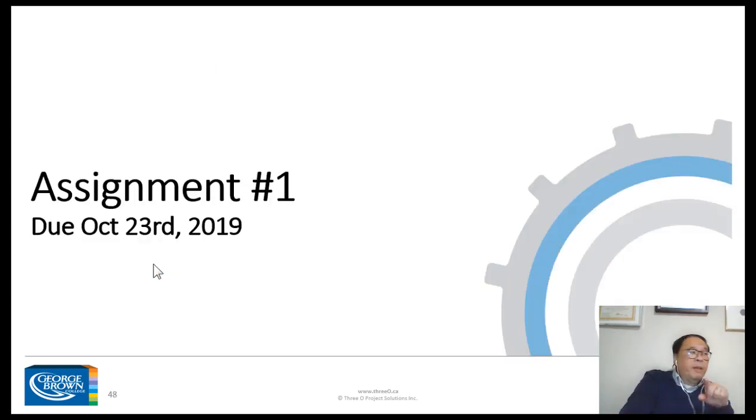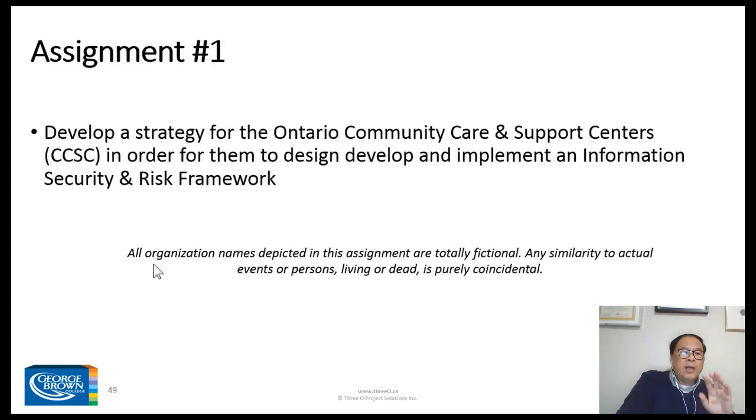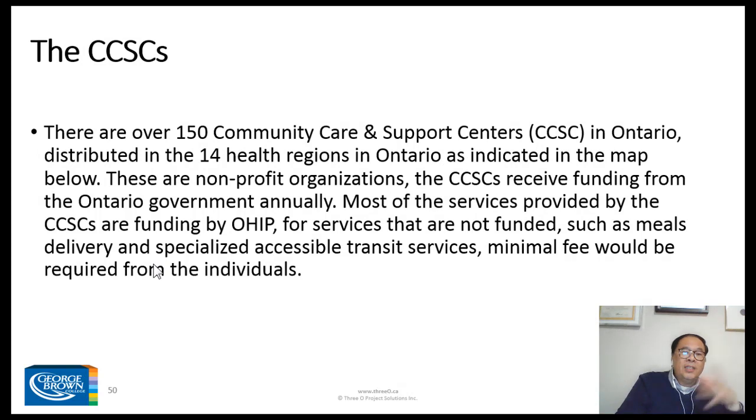Okay, so I'm going to explain assignment 1 very quickly here. You already have the assignment. The assignment basically asks you to develop a strategy for a fictitious organization called Ontario Community Care and Support Centers. I'm not asking you to develop the actual framework, but a strategy of how to develop and implement the framework. Just a high-level plan. And so these are some of the backgrounds.